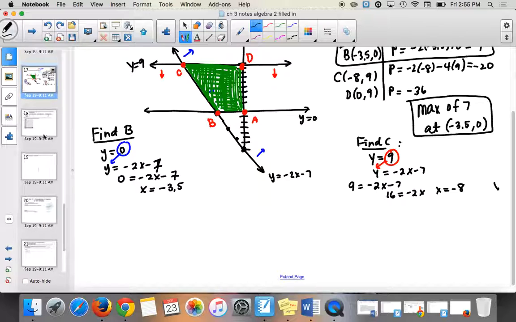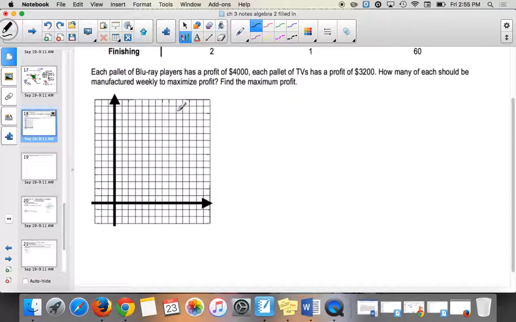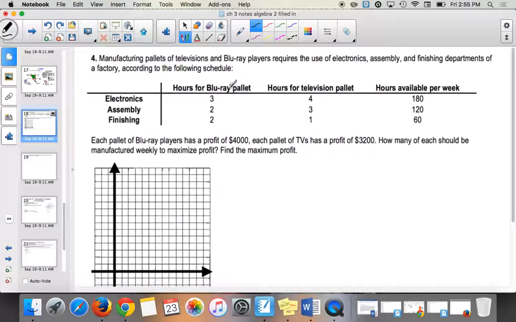Let's preview the last one here. I guess I have a couple more. This is kind of the same idea. It's like setting up the constraints. So this talks about the hours for the Blu-ray palette, the hours for the television palette. These are like the hours in the electronics department that are available. So it's like 3x plus 4y is less than or equal to 180. We're going to skip that one.